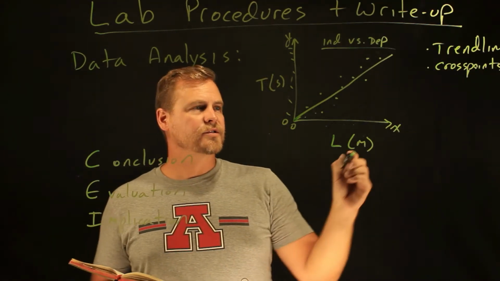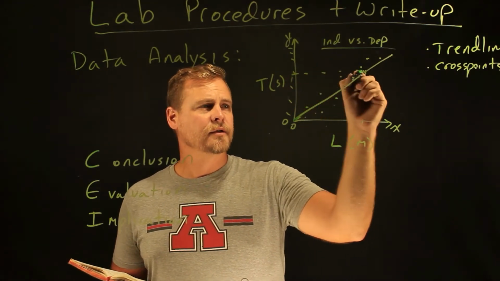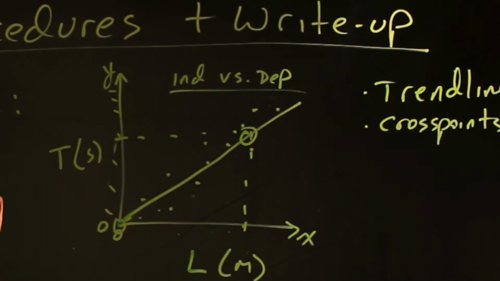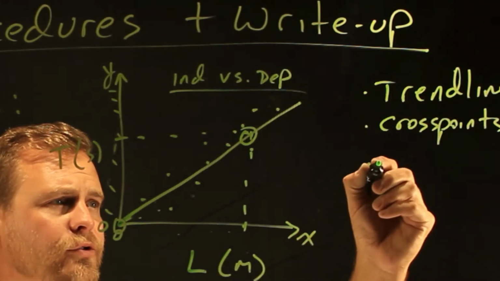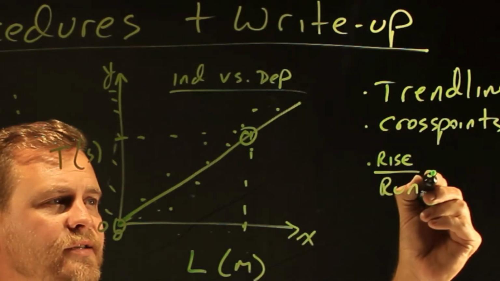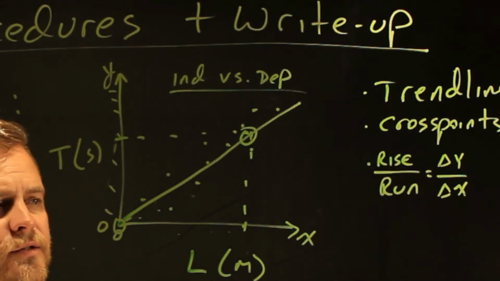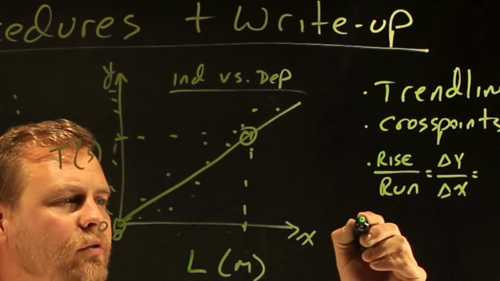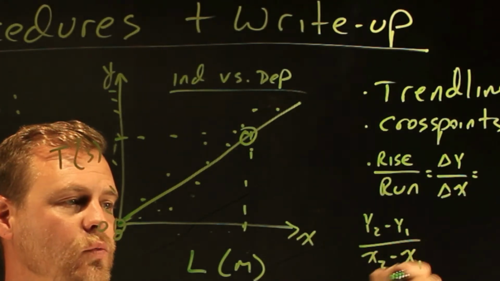So a cross point is somewhere on the graph that is very easy to line up with the numbers on your axes. Once you pick your cross points, you're going to do rise over run, which is really a change in y over the change in x. Change in y is going to be y2 minus y1 divided by x2 minus x1.